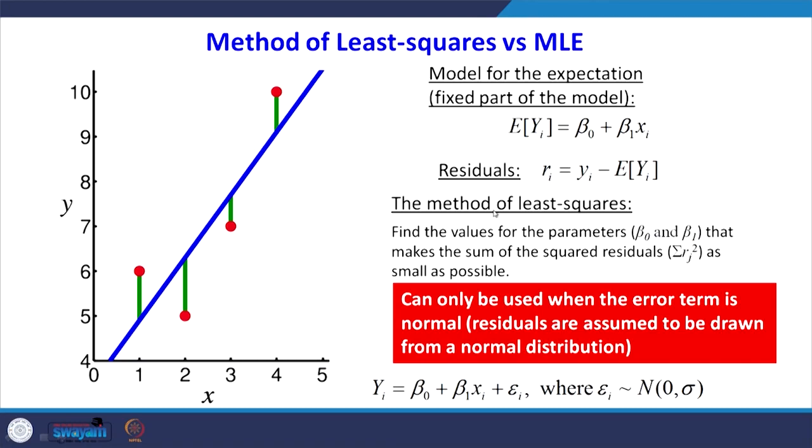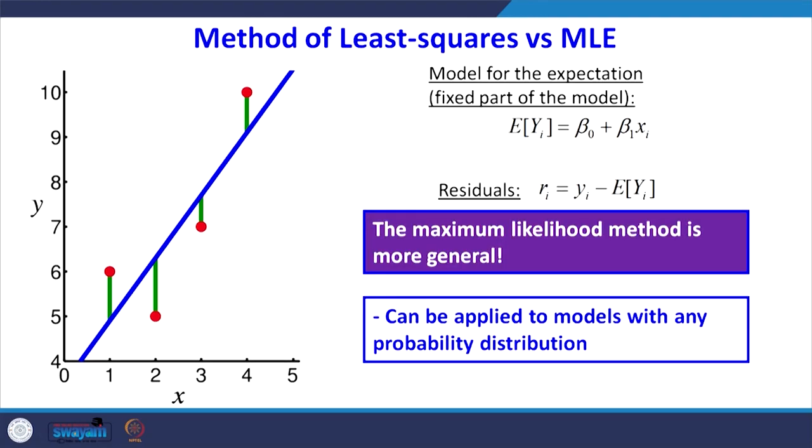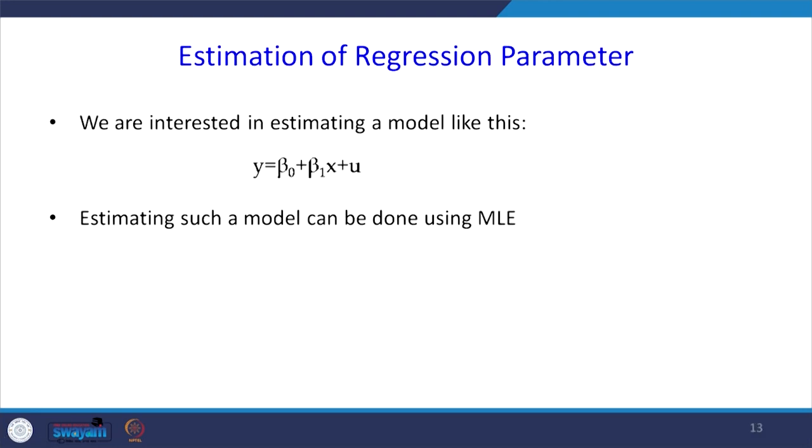This method of least squares is applicable only when the error term is normal, that is, residuals are assumed to be drawn from a normal distribution. Whenever this assumption is violated, we cannot go for the least square method; we should go for some other method, that is, the maximum likelihood estimate. In the next class we are going to study logistic regression, where the error term will not follow a normal distribution. The maximum likelihood estimate can be applied to models with any probability distribution; that is the advantage of this method.